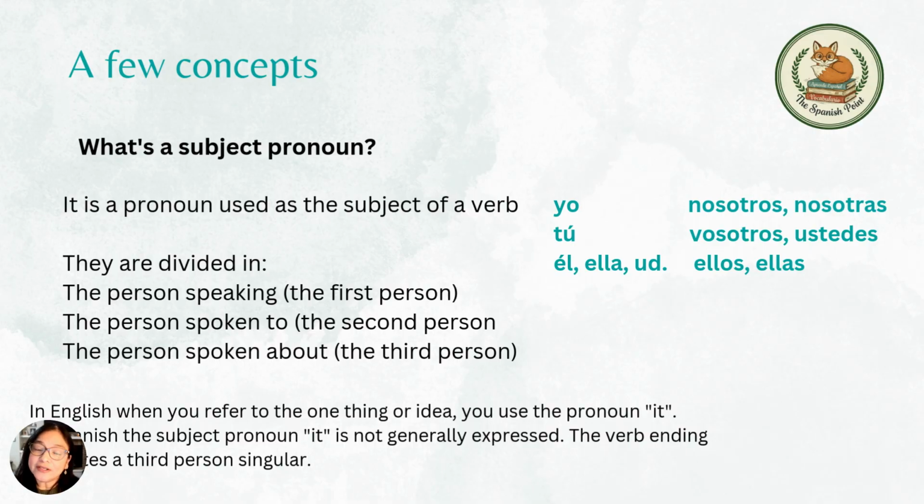Another difference between Spanish and English. In Spanish, we don't have a translation for the "it" that we use in English. We basically don't use it. Instead, in Spanish, we use the verb conjugated in the third person singular. For example, if we want to say "it rains," we just say llueve. We just use the conjugation of the third person singular of the verb llover, to rain. So no translation for "it."